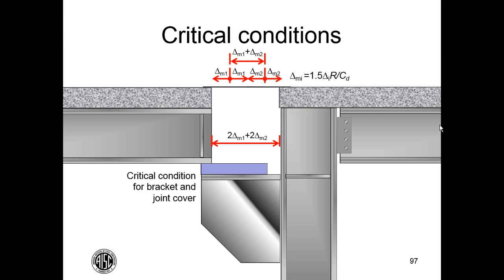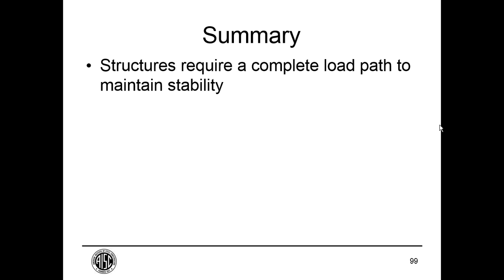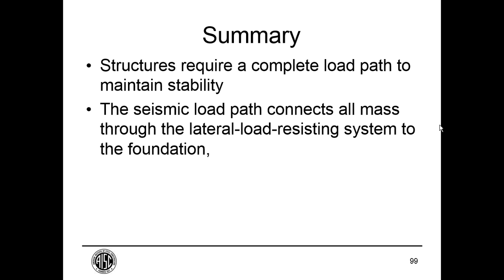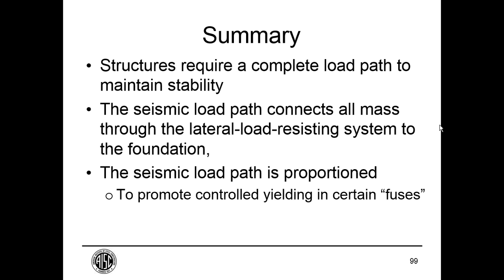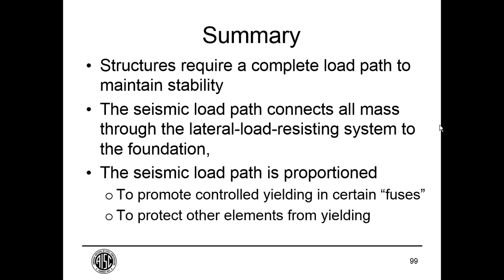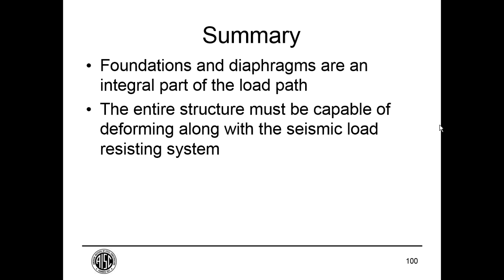So there's your stiffener. And with that, we're ready to summarize what we've covered today. First of all, we need a complete load path to maintain our stability for lateral loads. The seismic load path has to pick up every mass in the structure and have a continuous load path down to the foundation. Also, the seismic load path has to be proportioned so that we promote yielding in these fuses, which is where we want our ductility demands, and we protect other elements from yielding, a very important aspect of the seismic load path. Foundations and diaphragms are an integral part of that seismic load path and need to be considered in the lateral load design. And the entire structure has to deform along with our lateral load resisting system.